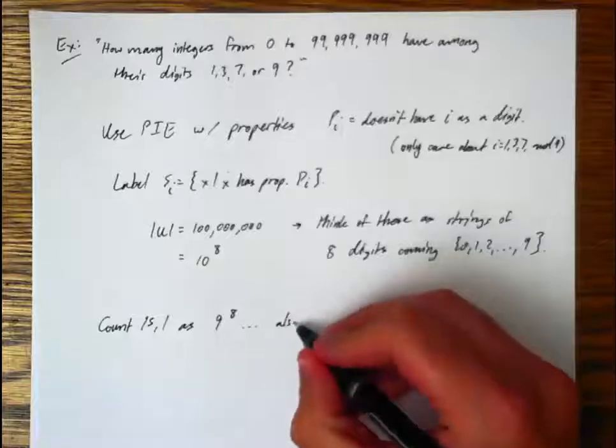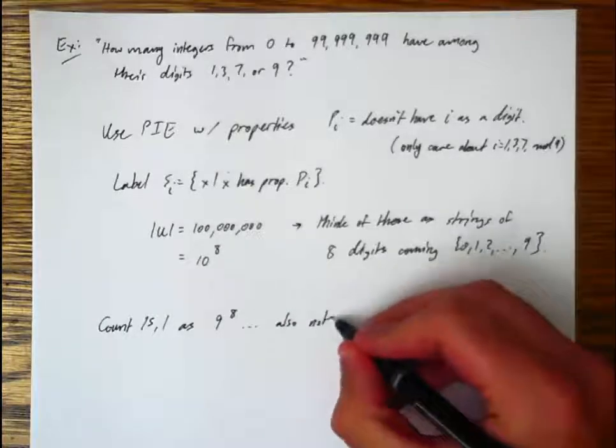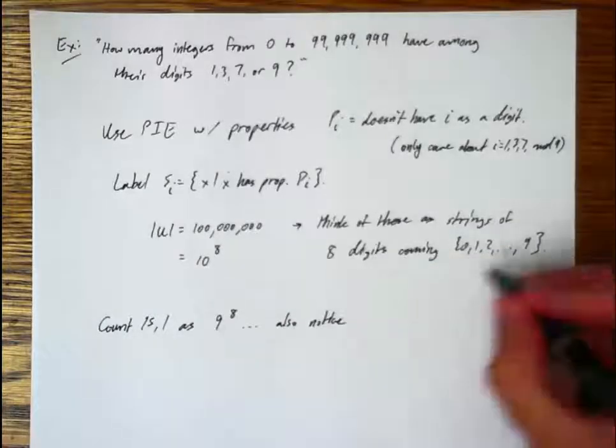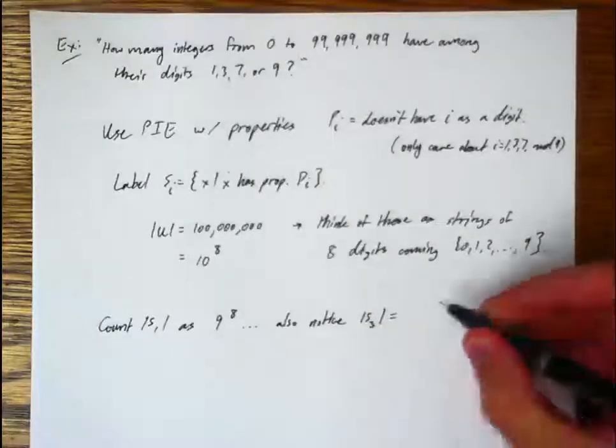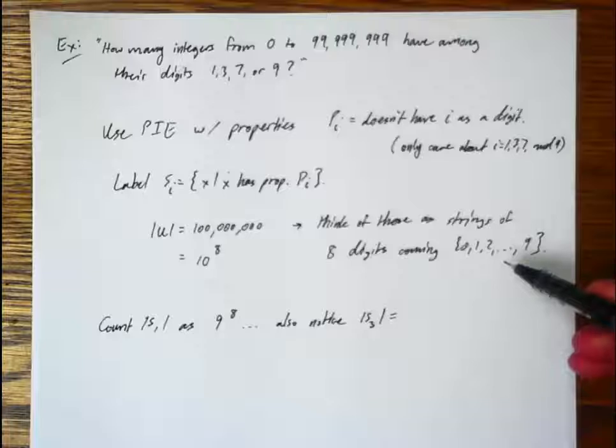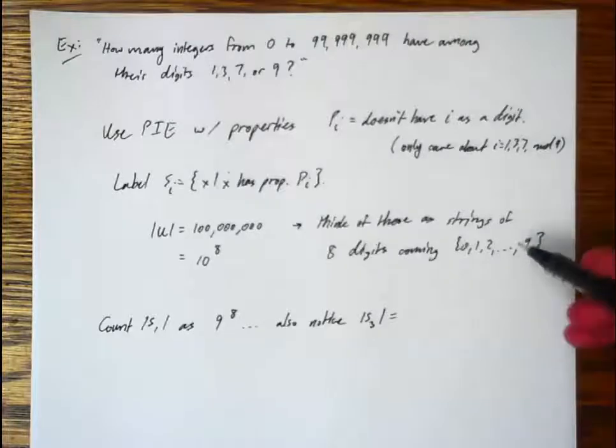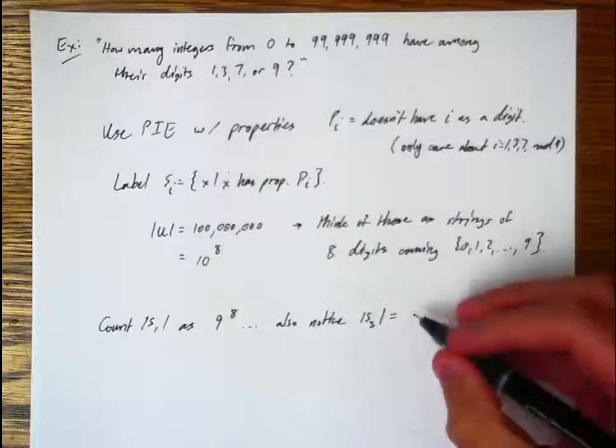But we also notice here that it doesn't matter which digit I removed. So S3 is also counted as, okay, I'm removing the 3 from this set, but I still have 9 digits left over that I can pick, or 9 numbers I can pick in each of the 8 digits.